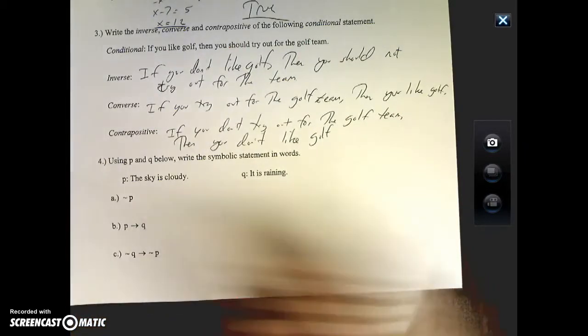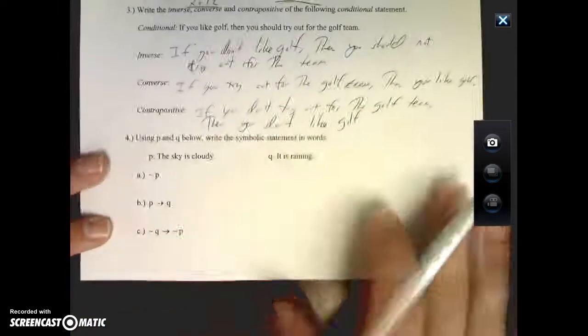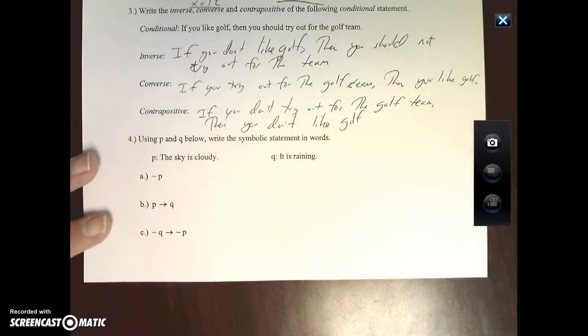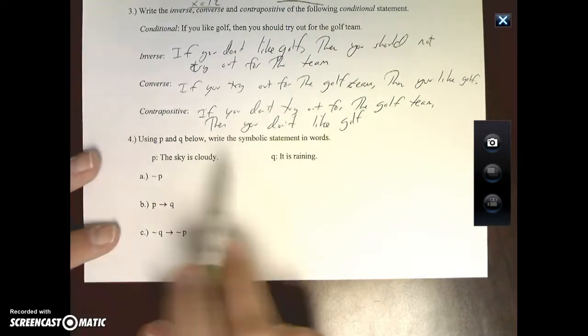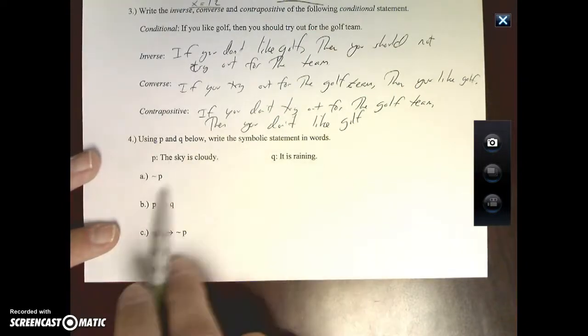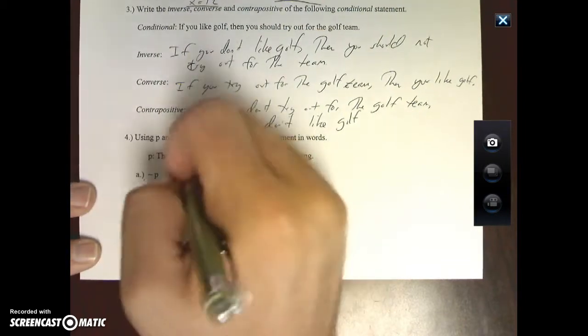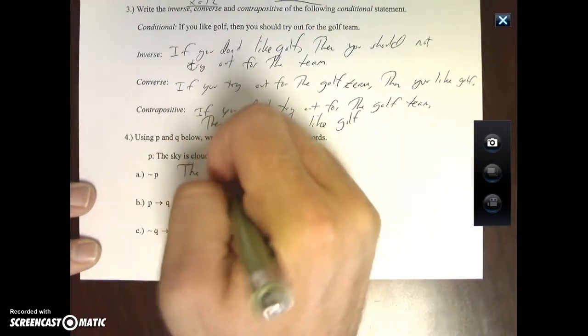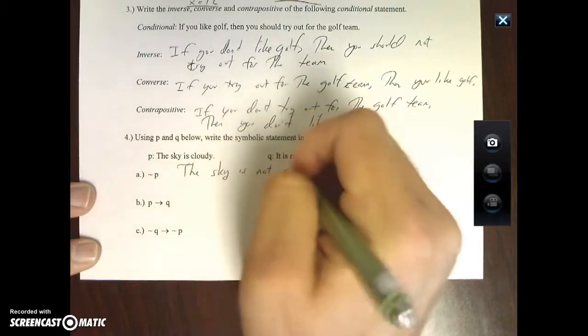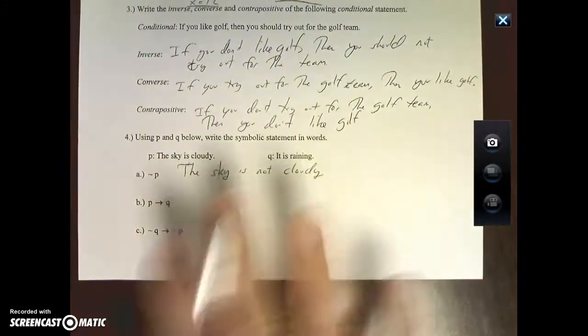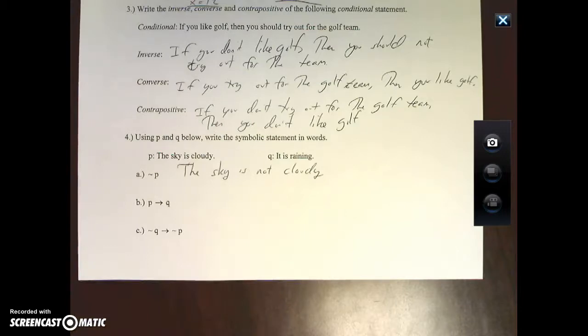Okay? Cool. Alright, now. Using P and Q below, write the symbolic statements in words. The sky is cloudy for P. It is raining for Q. Little squiggly line means negate. So I'm negating this. The sky is not cloudy. Ta-da! That's it. You're just negating the statement.